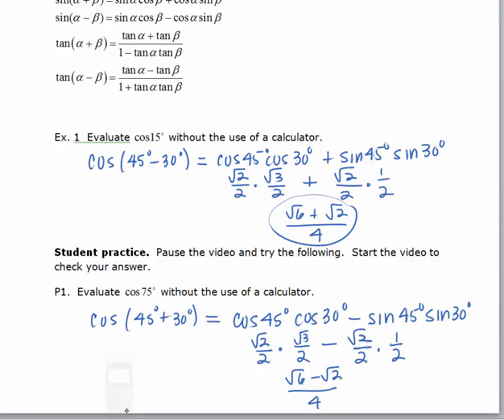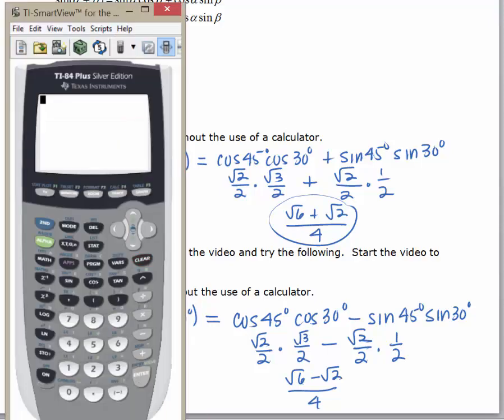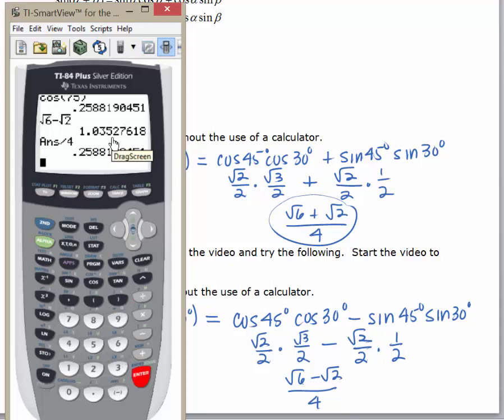And again, let's just check this on the calculator. We're going to take the cosine of 75 degrees and evaluate that, and then we'll evaluate our expression, the square root of 6, this time minus the square root of 2, evaluate that, and then divide by 4. And we get the same exact answer.